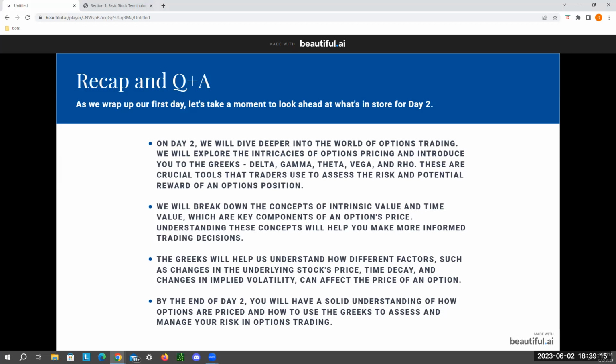We will break down the concepts of intrinsic value and time value, which are key components of an option's price and how they move. Understanding these concepts will help you make more informed trading decisions and understand how to trade options entirely. The Greeks will help you understand how different factors, such as changes in the underlying stock's price, time decay, and changes in IV, also known as implied volatility, can affect the price of an option. By the end of day 2, you'll have a solid understanding of how options are priced and how to use the Greeks to assess and manage your risk in options trading.